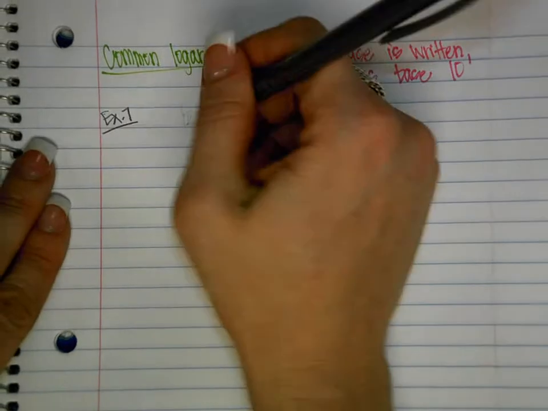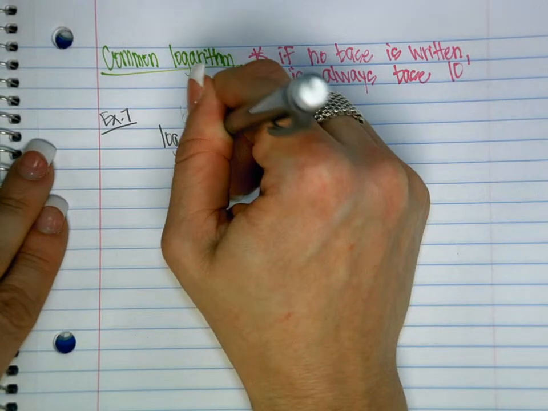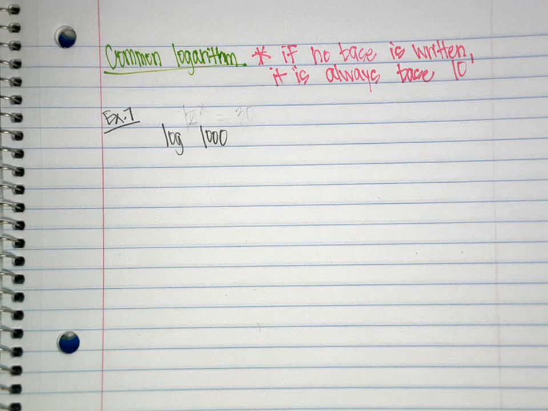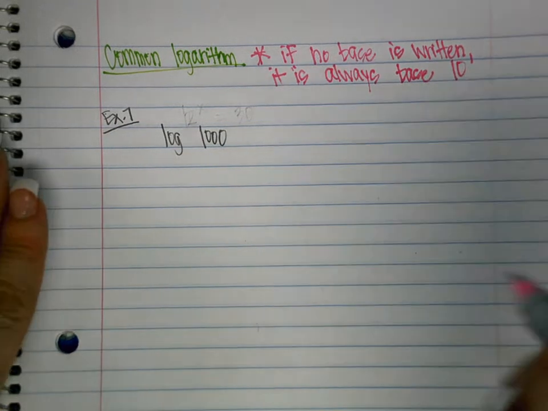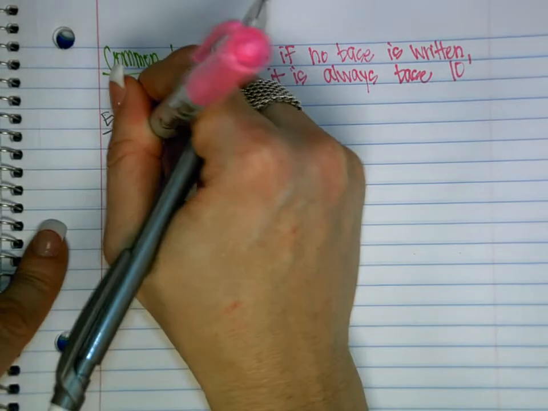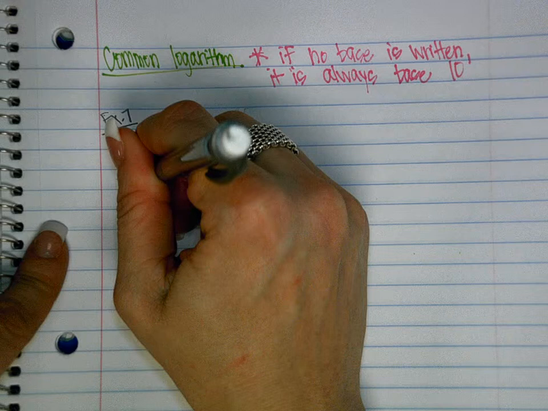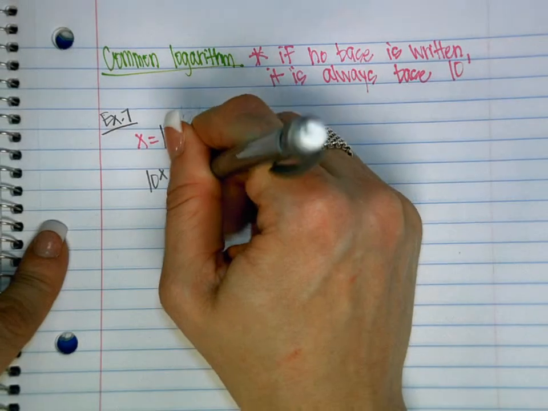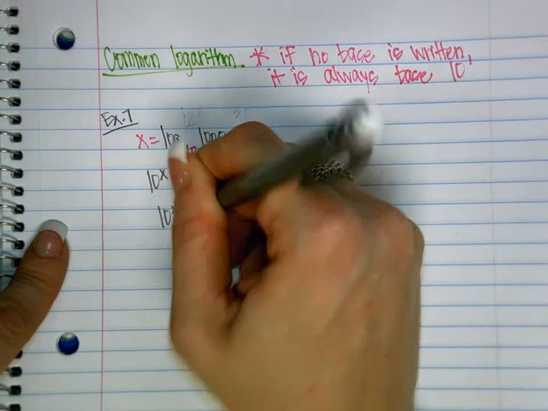Okay, for number 7, I want you to simplify log of 1,000. For this one, I already told you, if the base is missing, we put in a base 10. We're also going to put in our x equals. So x is the exponent on 10 that makes 1,000. 10 to what power equals 1,000?